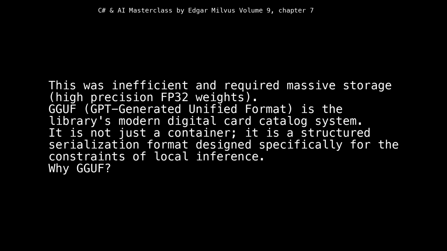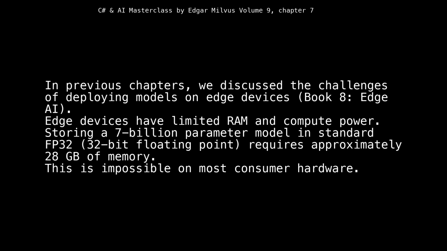GGUF, GPT-generated unified format, is the library's modern digital card catalog system. It is not just a container, it is a structured serialization format designed specifically for the constraints of local inference. Why GGUF? In previous chapters, we discussed the challenges of deploying models on edge devices, Book 8, Edge AI. Edge devices have limited RAM and compute power. Storing a 7 billion parameter model in standard FP32, 32-bit floating point, requires approximately 28 gigabytes of memory. This is impossible on most consumer hardware.